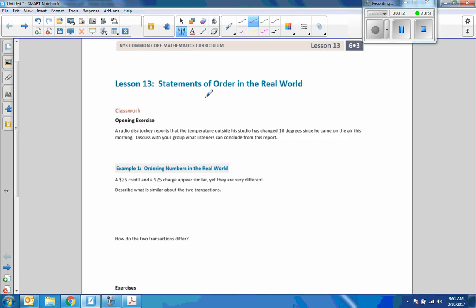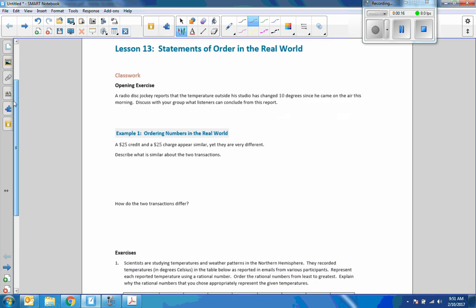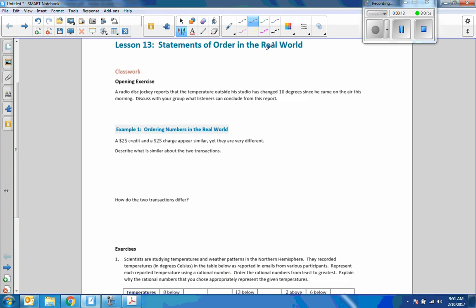This is lesson 13, Statements of Order in the Real World. So up until now we must have been in a fake world. Now we're in a real world. Classwork, opening exercise. A radio disc jockey reports that the temperature outside his studio has changed 10 degrees since he came on the air this morning. Discuss with your group what listeners can conclude from this report.